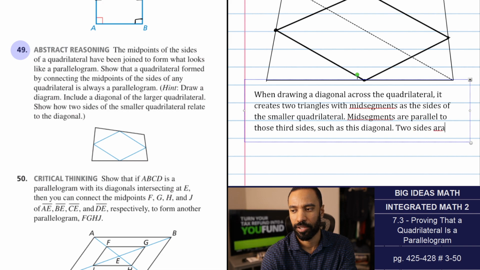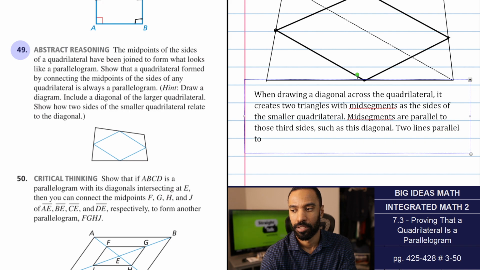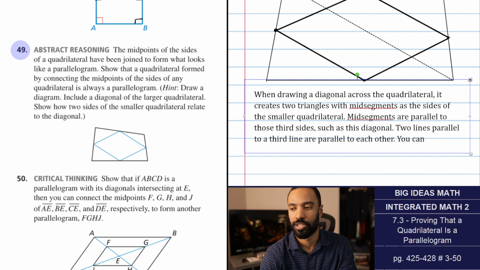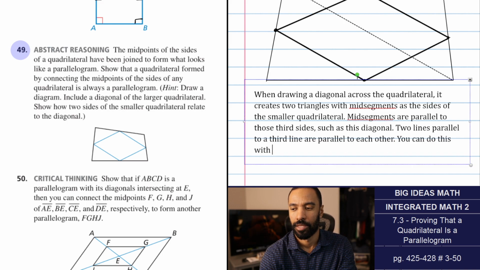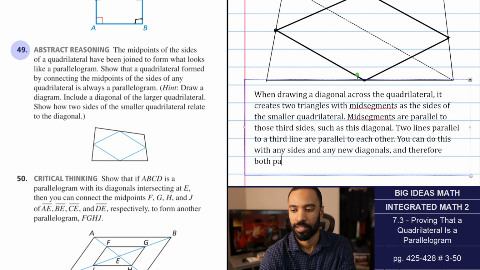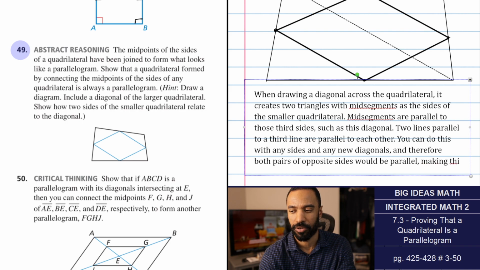Two lines parallel to a line are parallel to each other. You can do this with any sides and any new diagonals, and therefore it would be a parallelogram. Both pairs of opposite sides would be parallel, making this a parallelogram. So that's cool. I didn't know that.